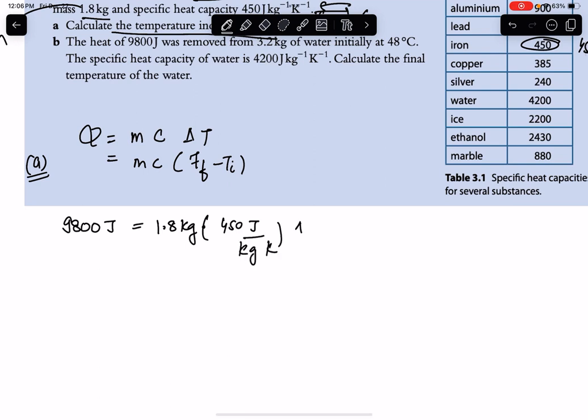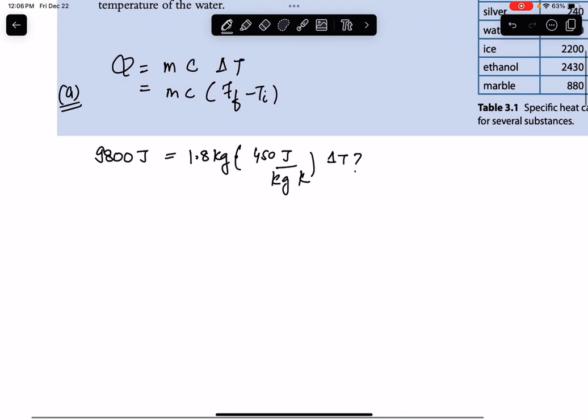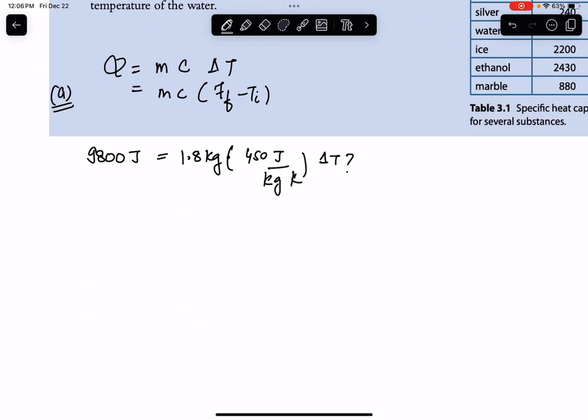We don't know the change in temperature, so that's what they're asking us to find. All we do is solve for delta T. It's a simple equation. Delta T in this case is 9800 divided by 1.8 times 450, and that gives us the answer of 12.1 Kelvin. So that's part A.